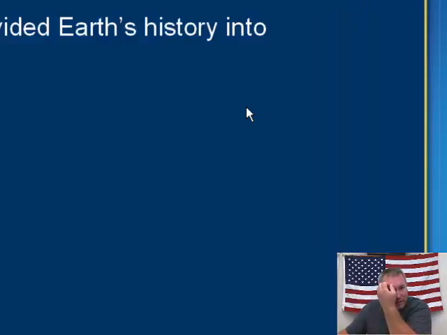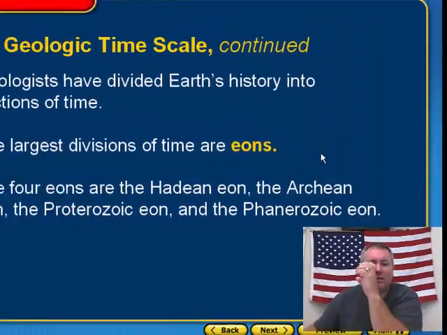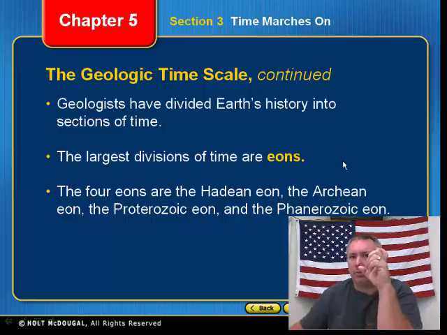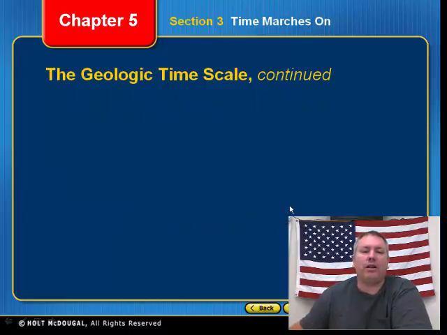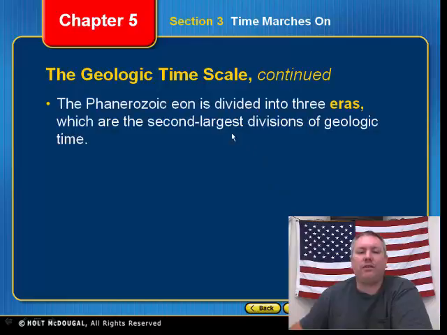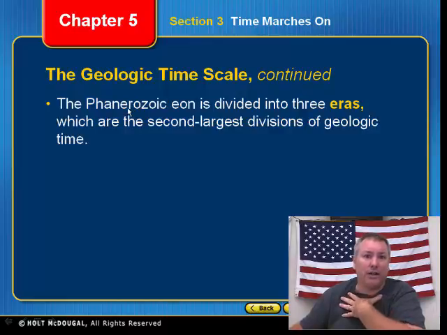Now, if we look at this, how do we divide this? When we talk about the eons, periods, the epochs, and those things, the largest division would be the eon. That's the largest division in time. And of course, we already talked about the four eons, which are the Hadean, the Archean, the Proterozoic, and the Phanerozoic. All of the eons are divided, but we're going to just talk about the Phanerozoic because that's the one we're in right now.